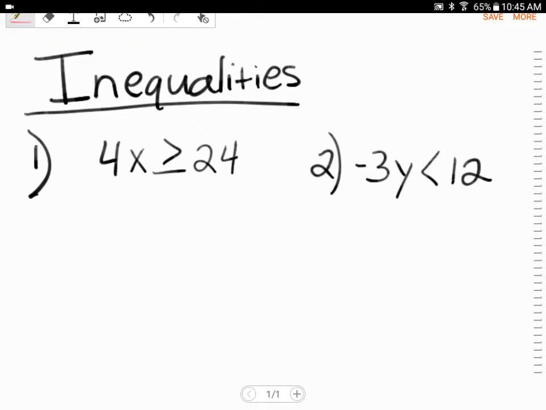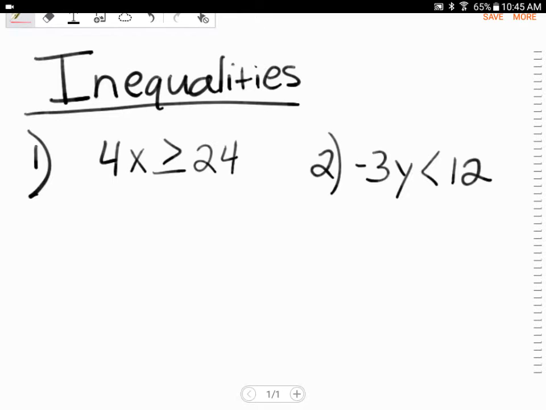So today we're talking about inequalities and how to solve them, and we will graph them as well. In order to do this first one, we have 4x is greater than or equal to 24. So to solve it, you're going to treat it like it's a normal algebraic equation. The only problem is when we have to divide or multiply by a negative number.